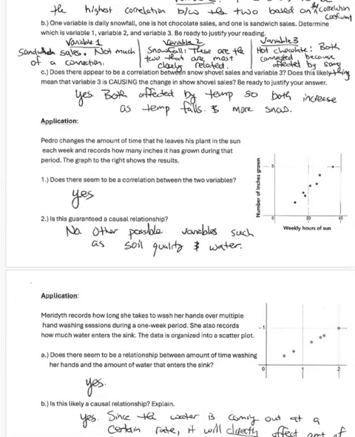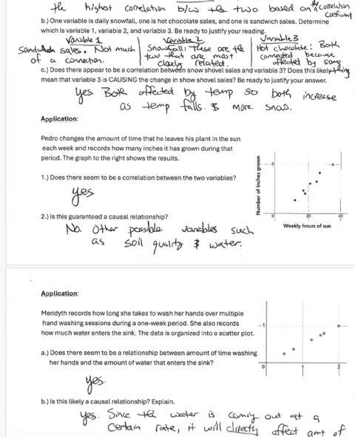This next application says Pedro changes the amount of time that he leaves his plants in the sun each week and records how many inches they grow during that period. The graph to the right shows the results. As you can see, there does seem to be some kind of correlation. Does there seem to be a correlation between the two? Yes. As one increases, the other increases. It does seem like there's some kind of connection. We're not exactly sure what that connection is. It is also a positive correlation, as I said, because one is increasing and the other one is increasing.